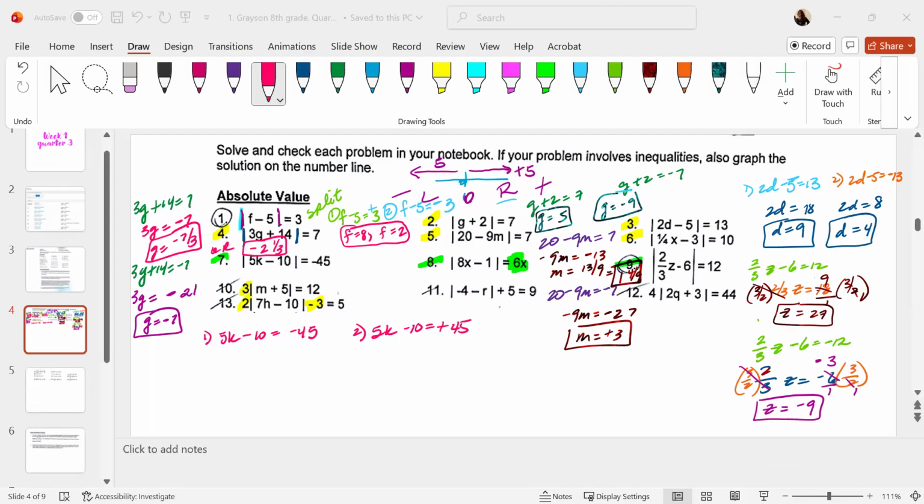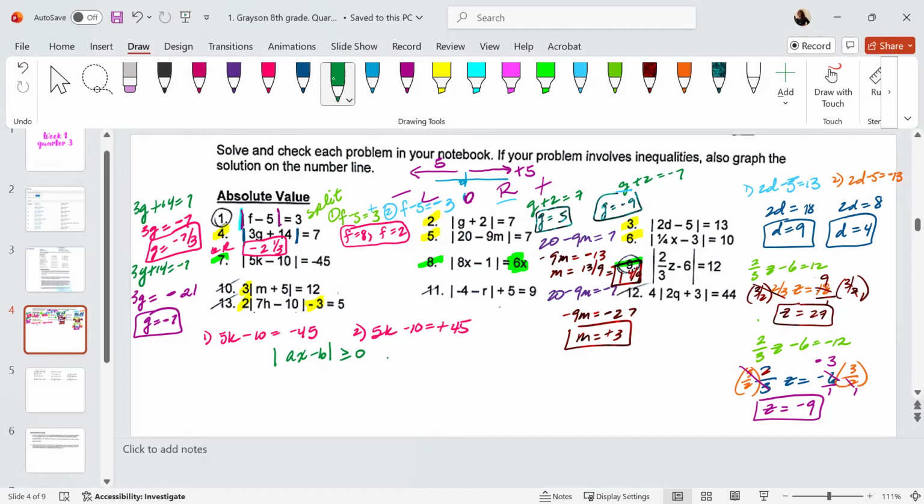Okay, actually, hold on a second. This is a trick question, okay? An absolute value has to be greater than or equal to 0. So the absolute value of something like ax minus b has to be non-negative. Do you understand? So if you have ax minus b equals a negative number, this is automatically no solution.